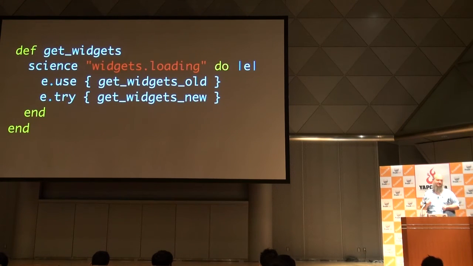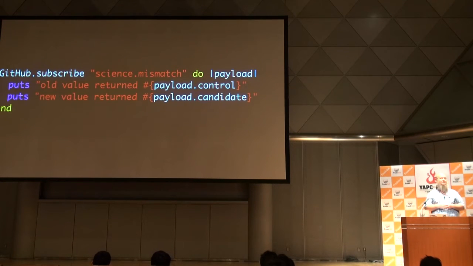e.try is a new method. e.try lets us try that new method out in a way that is completely safe. If it raises an exception, it'll be ignored. If the data is different, and this is where it's amazing, it'll be sent somewhere that you can configure. And it will have the returned old data and the returned new data, and a huge pile of context as well. You can configure how much information you want here.